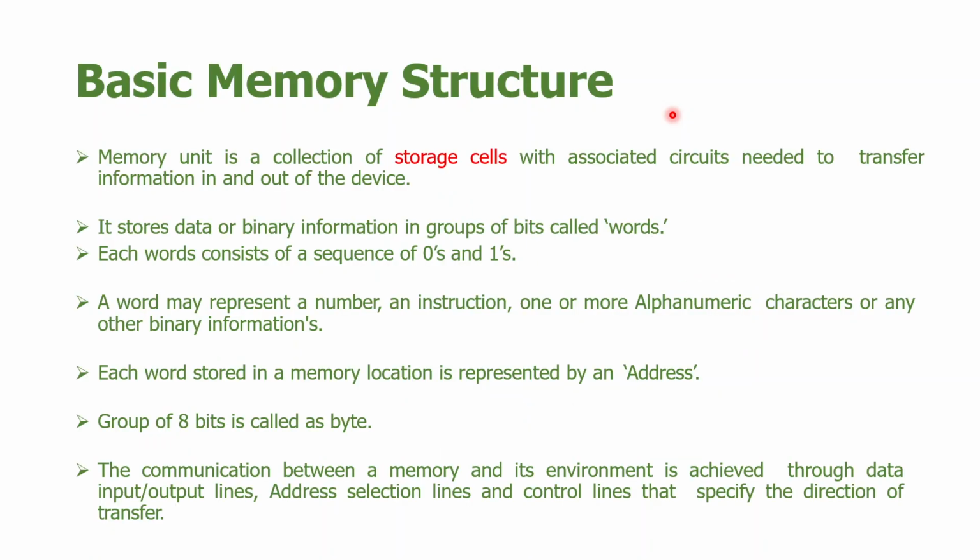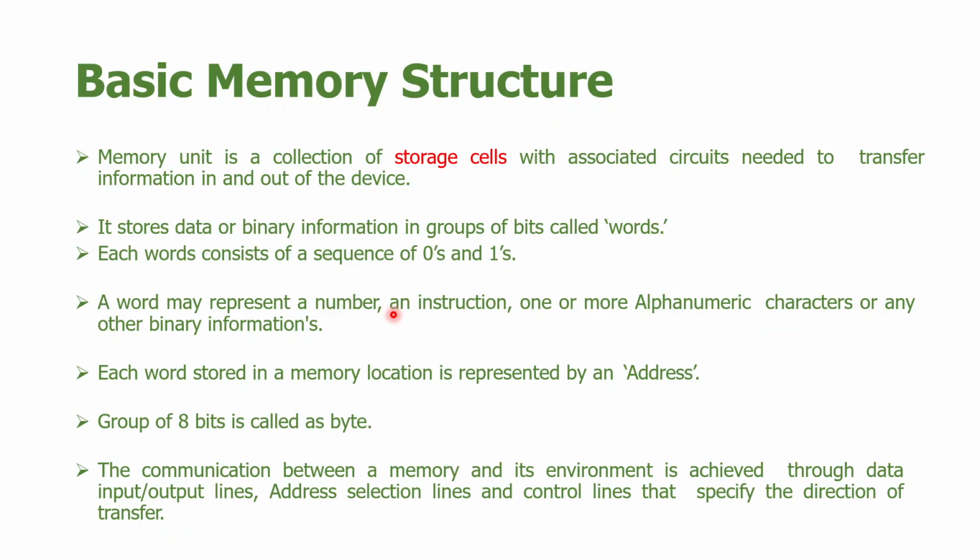Now let us see the basic memory structure, how it looks. The memory unit chip consists of a collection of storage cells. Each storage cell is used to store a bit, either zero or one, and the memory stores information in terms of groups of bits called words. A group of 8 bits is called a byte. A word may represent a number, an instruction, one or more alphanumeric characters, or any binary information. An image can be converted into digital ones and zeros, so an image can be stored as ones and zeros.